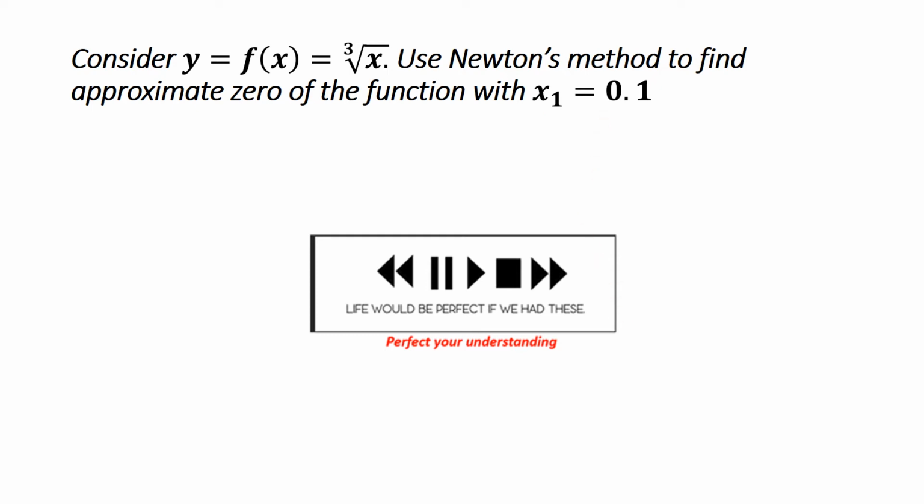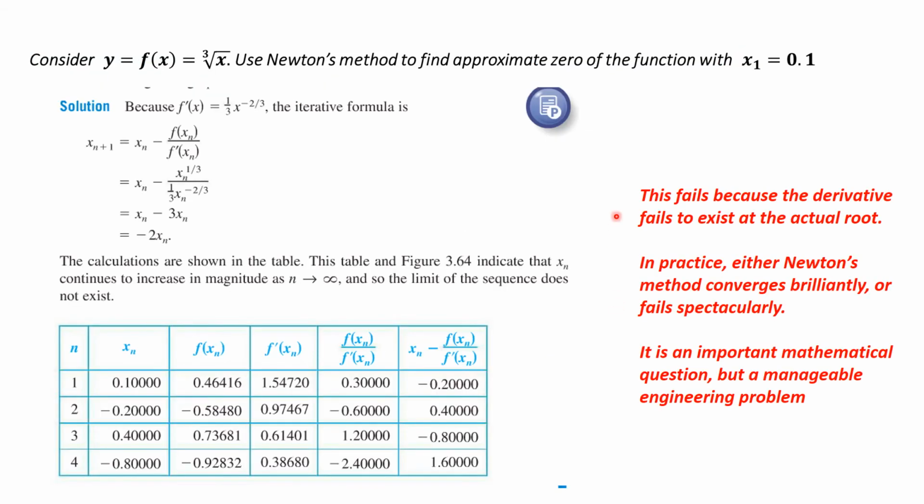Let's see how you did. Well, what happened here is you crashed and burned. Now you take the derivative, and the derivative of x to the 1/3 is 1/3 x to the minus 2/3. So you can substitute that in and simplify this expression. You should check this, but you get x_n minus 3x_n, and so x_n minus 3x_n is minus 2x_n.